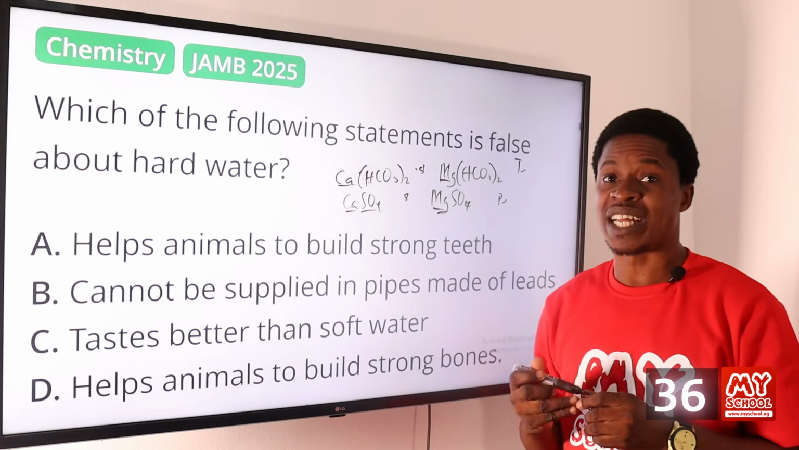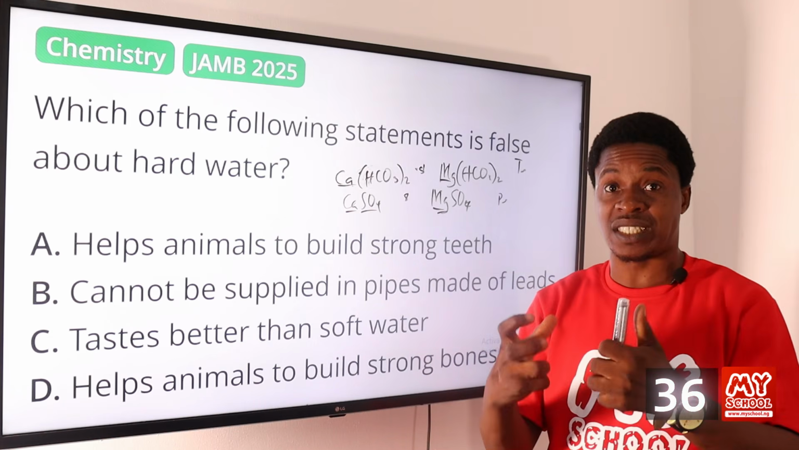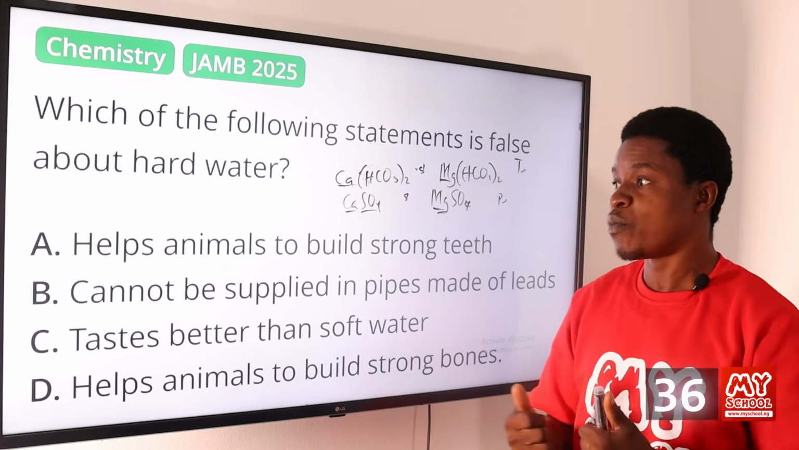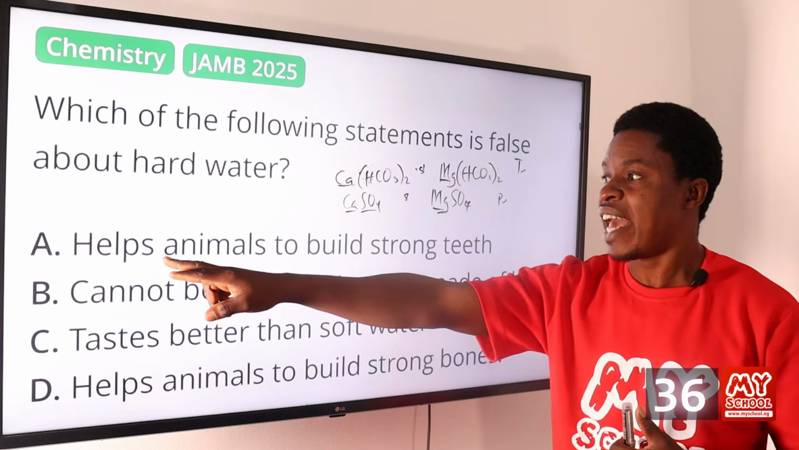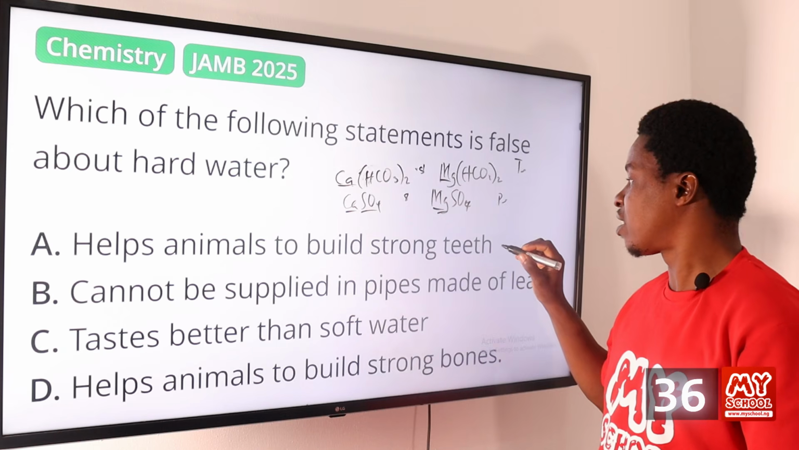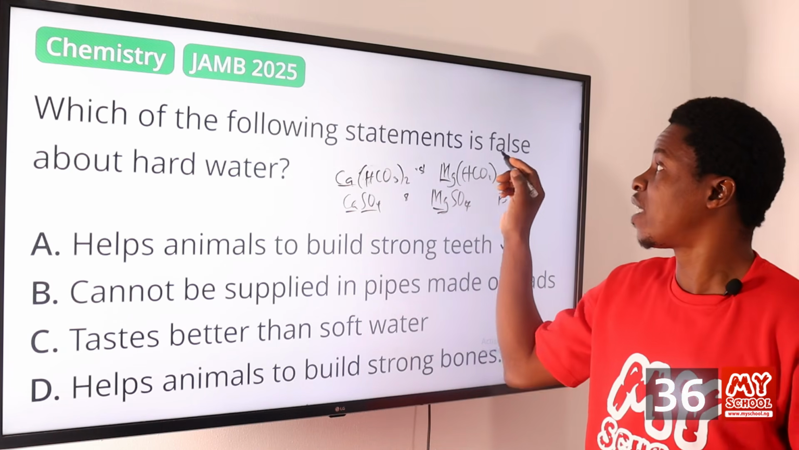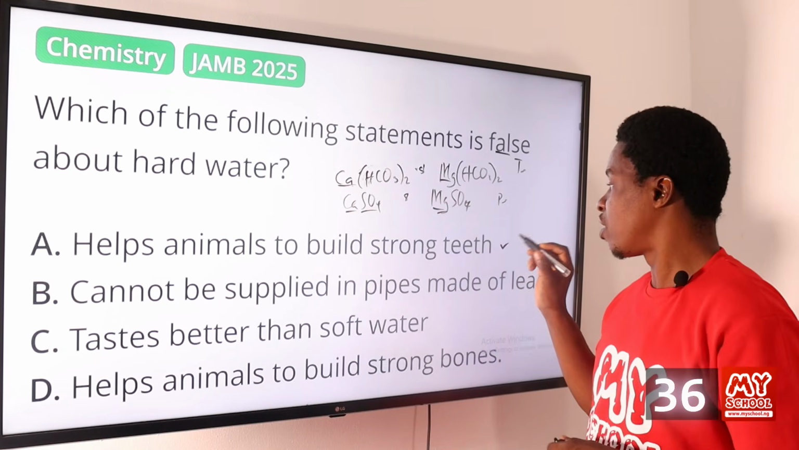Now, you know that calcium helps in building healthy, strong teeth and bones in humans and animals. So hard water helps animals to build strong teeth. This statement is correct, but we are looking for the one that is false. So this is a true statement.